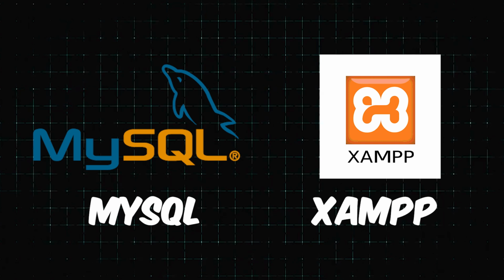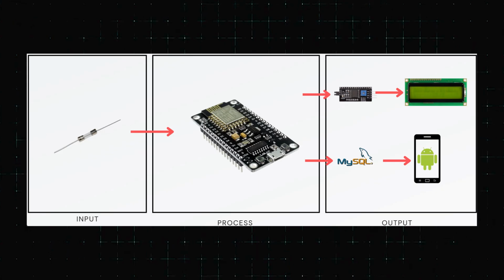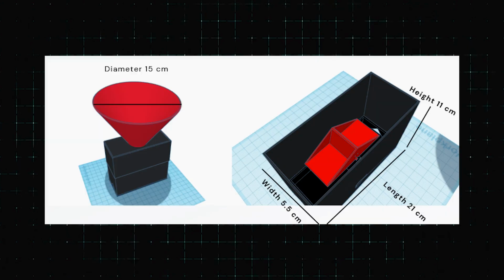Okay, next, the schematic. First is the block diagram. In this input, we use a reed switch. In process, we use ESP8266, and the output will be on LCD and Android application. Next, this is our tool schema. We will use a reed switch sensor, ESP, and LCD. This is the tool design.